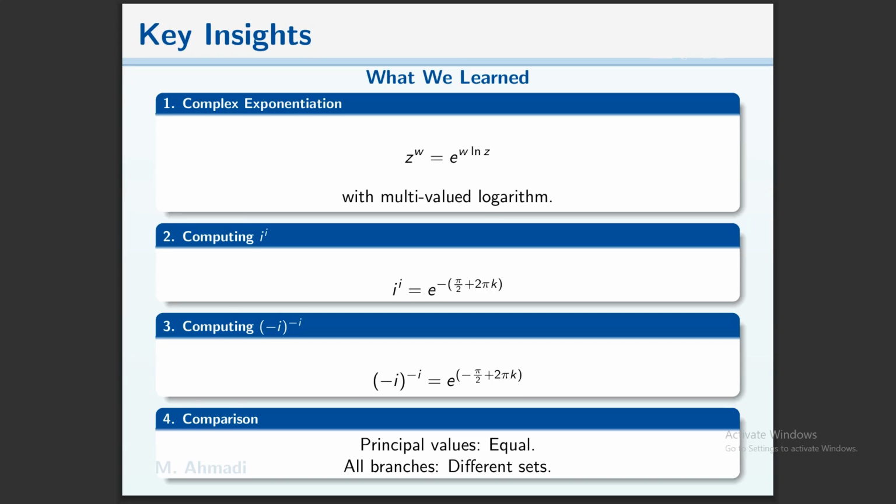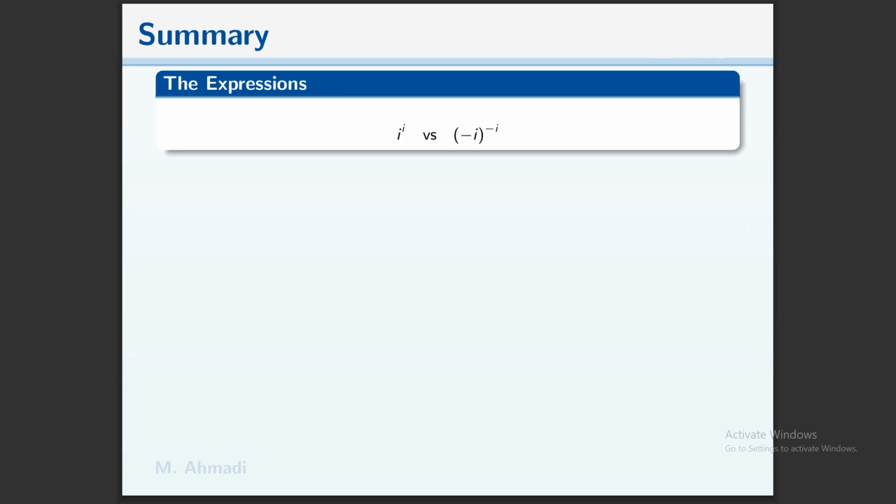We can see the two insights. We learned about complex exponentiation, computing i to the i and minus i to the minus i, and comparing them in the principal values. We can see that they are equal in the principal values, but have differences for other branches.